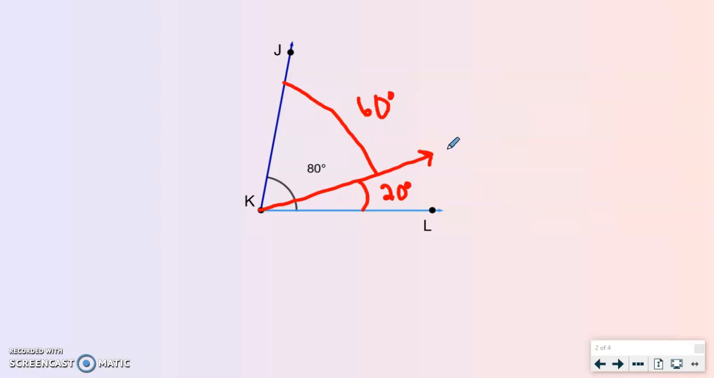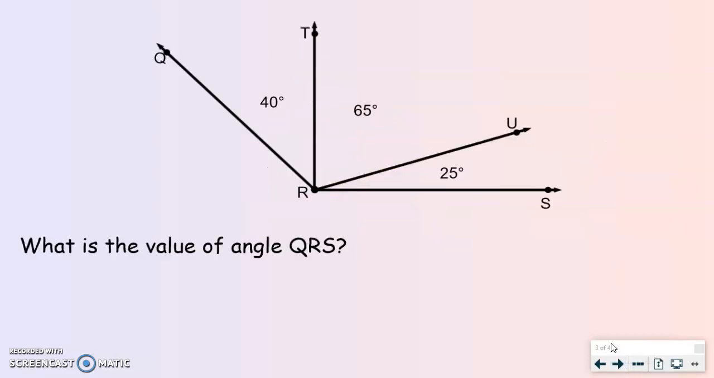And like I said before, if we add these together, 60 plus 20, we would get 80, the total of the larger angle. This is what decomposing and composing angles looks like: you have an original angle and then you break it down into smaller pieces. You can also take the smaller pieces and combine them to create the larger angle. So let's look at an example of that.